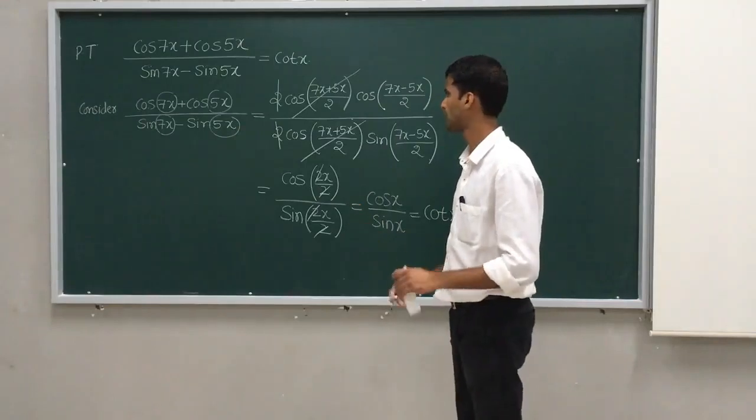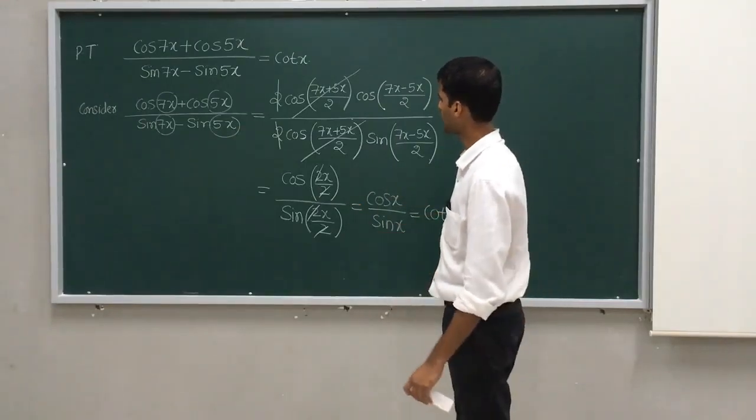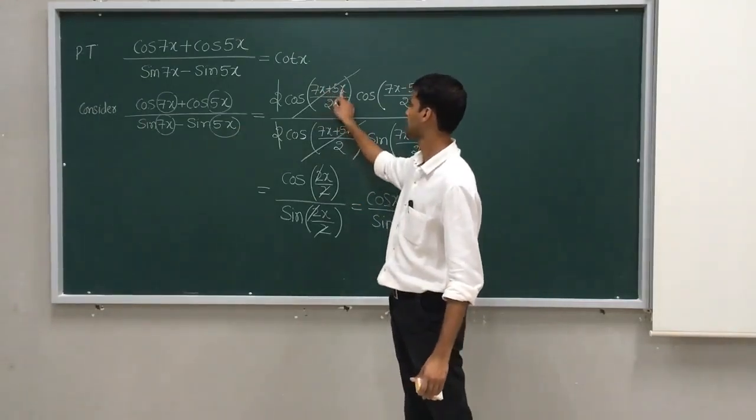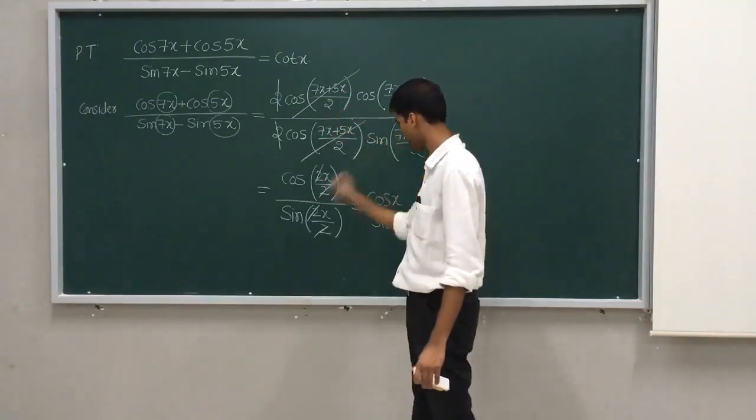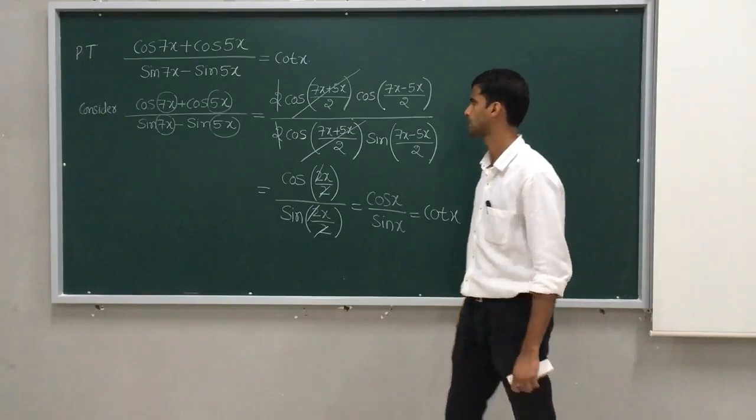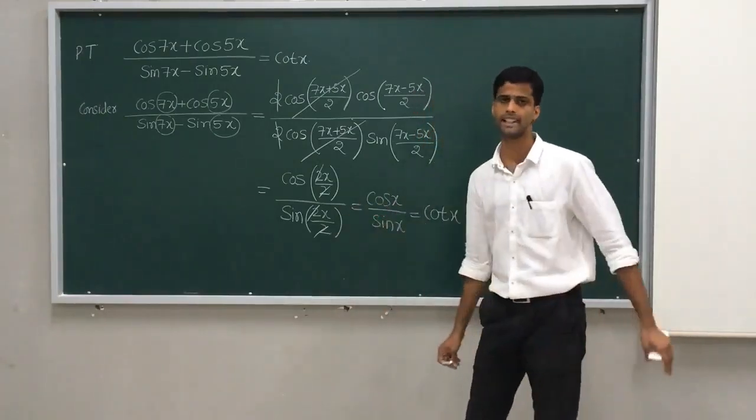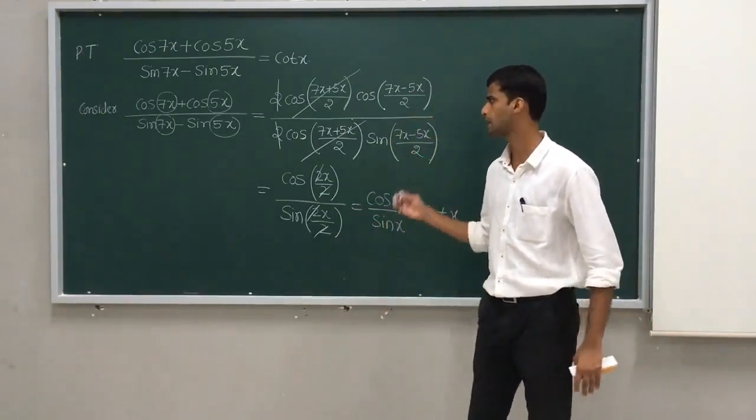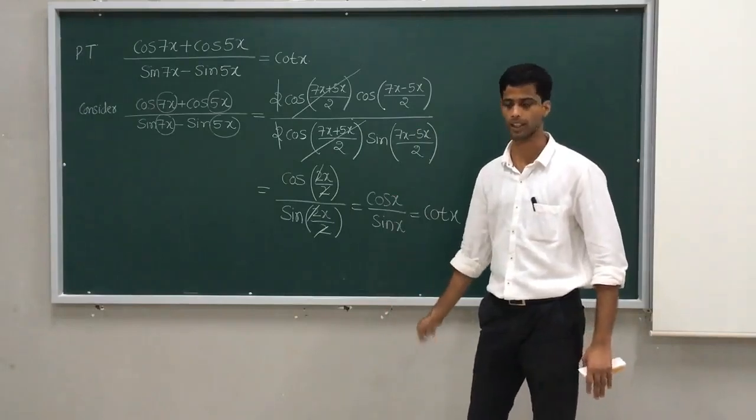Fine. If it is a 5 marks question, you write once again this step, (7x plus 5x)/2 into this simplified step. Then you cancel and write. That thing matters a lot. Such a question you will get in the final exam. So write systematically, step by step. Okay.